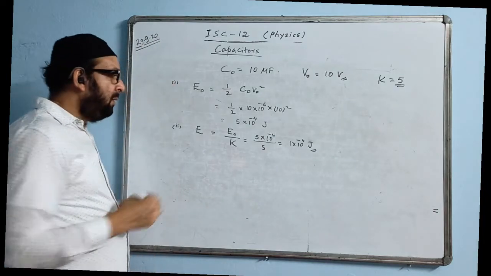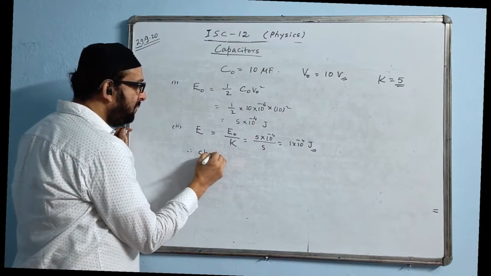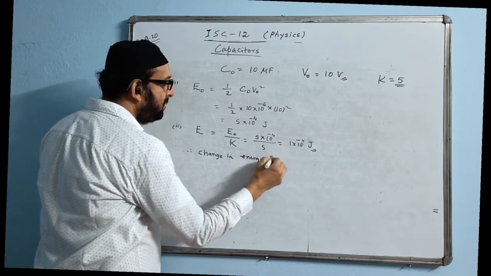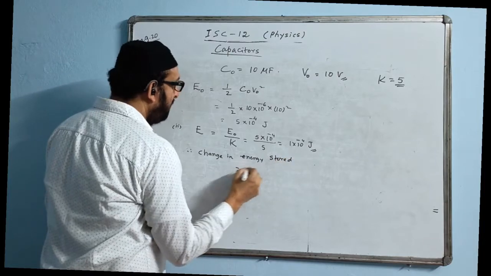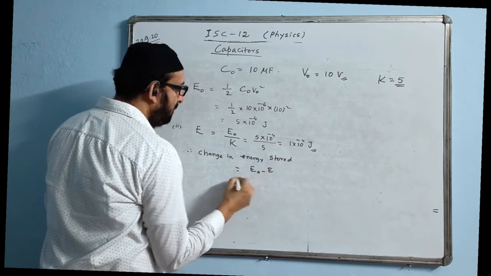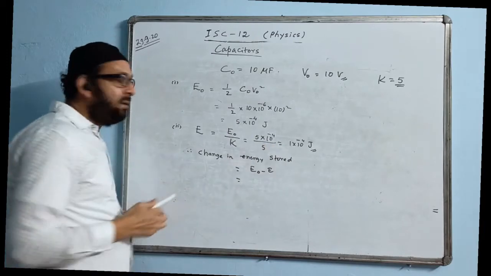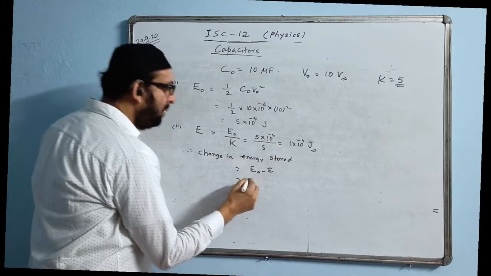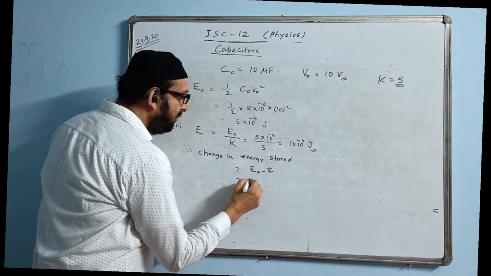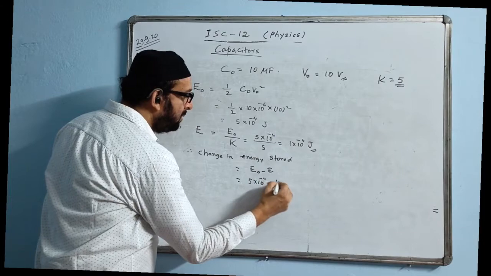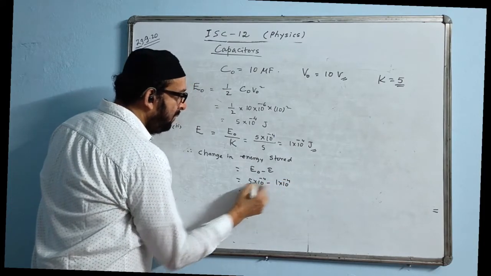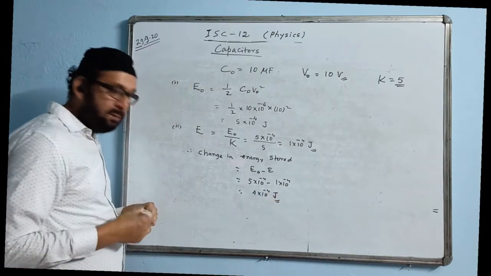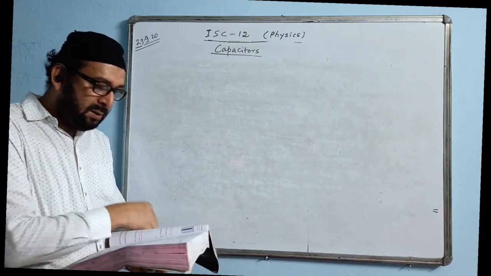That is the answer. Therefore, the change in energy stored will be equal to E naught minus E. That will subtract. The energy stored will decrease by K times, so E will not be bigger. You have to subtract this value. That means 5 into 10 to the power minus 4 minus 1 into 10 to the power minus 4, and the answer will become 4 into 10 to the power minus 4. That is the answer. This question also came once in ISC.